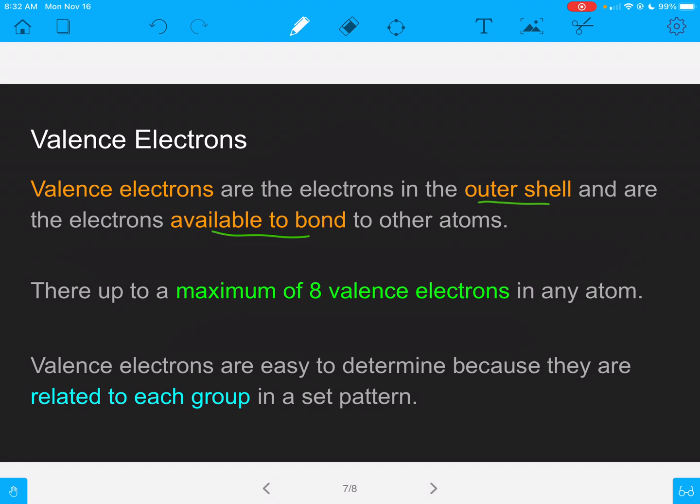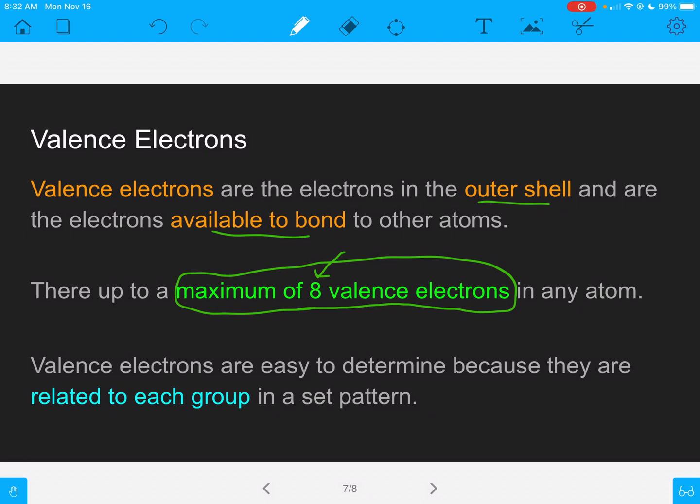But anyway, there are a maximum of 8 valence electrons. That's the max. Okay, so if someone says, oh yeah, there's 10 valence electrons in something, well, you know they're automatically wrong because there's only 8 max, okay?